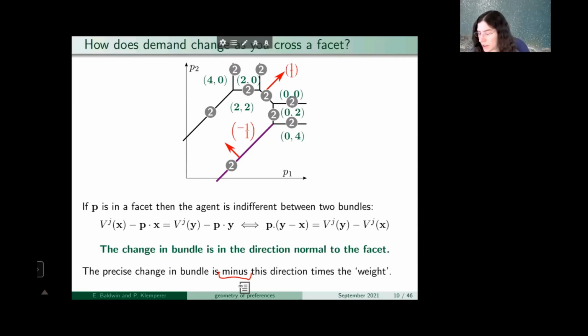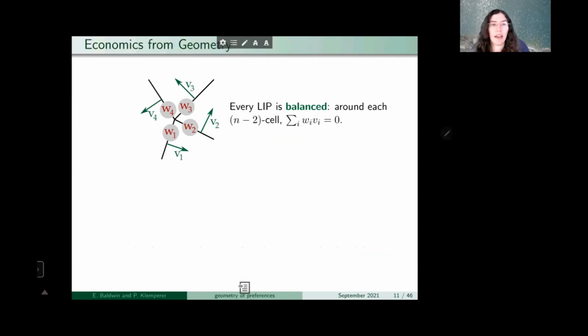Okay, I will continue then. So we've got facet normal times weight equals change in demand, where facet normal is presented as a primitive integer vector. And I apologize for not putting that on the slide. So here is a picture of some facets meeting. They're meeting, of course, at an n minus 2 cell. If we think about going in a circle around an n minus 2 cell, we will cross a selection of facets, and we will say facet normal times weight equals minus change in demand, again and again as we go round in our circle. We'll get back to where we started, and so the net change in demand had better be zero, because we're talking about a consistent reference structure here.